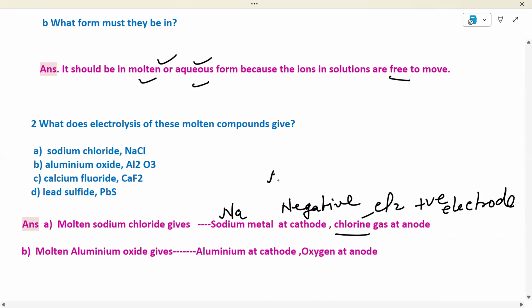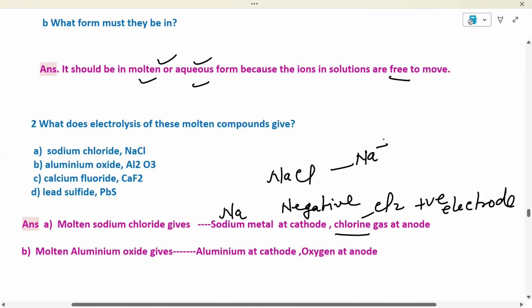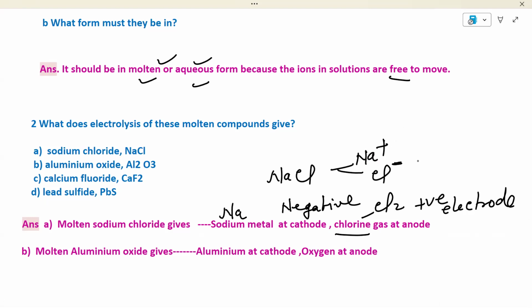See, sodium chloride contains sodium ion, the sodium cation, and chloride ion. Chloride ion means it is an anion. Negative charge is anion. So the cation will move towards the cathode and the anion will move towards the anode.